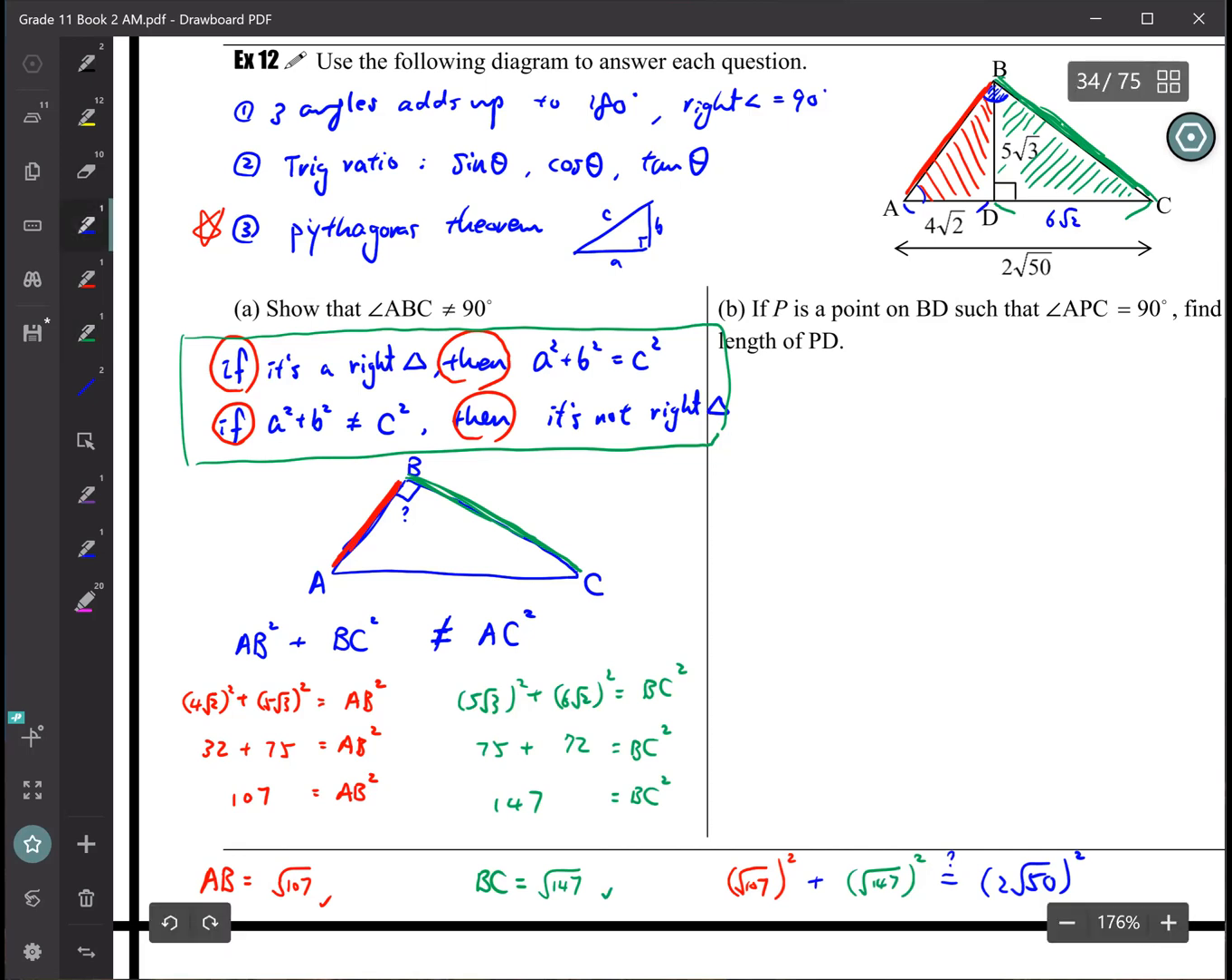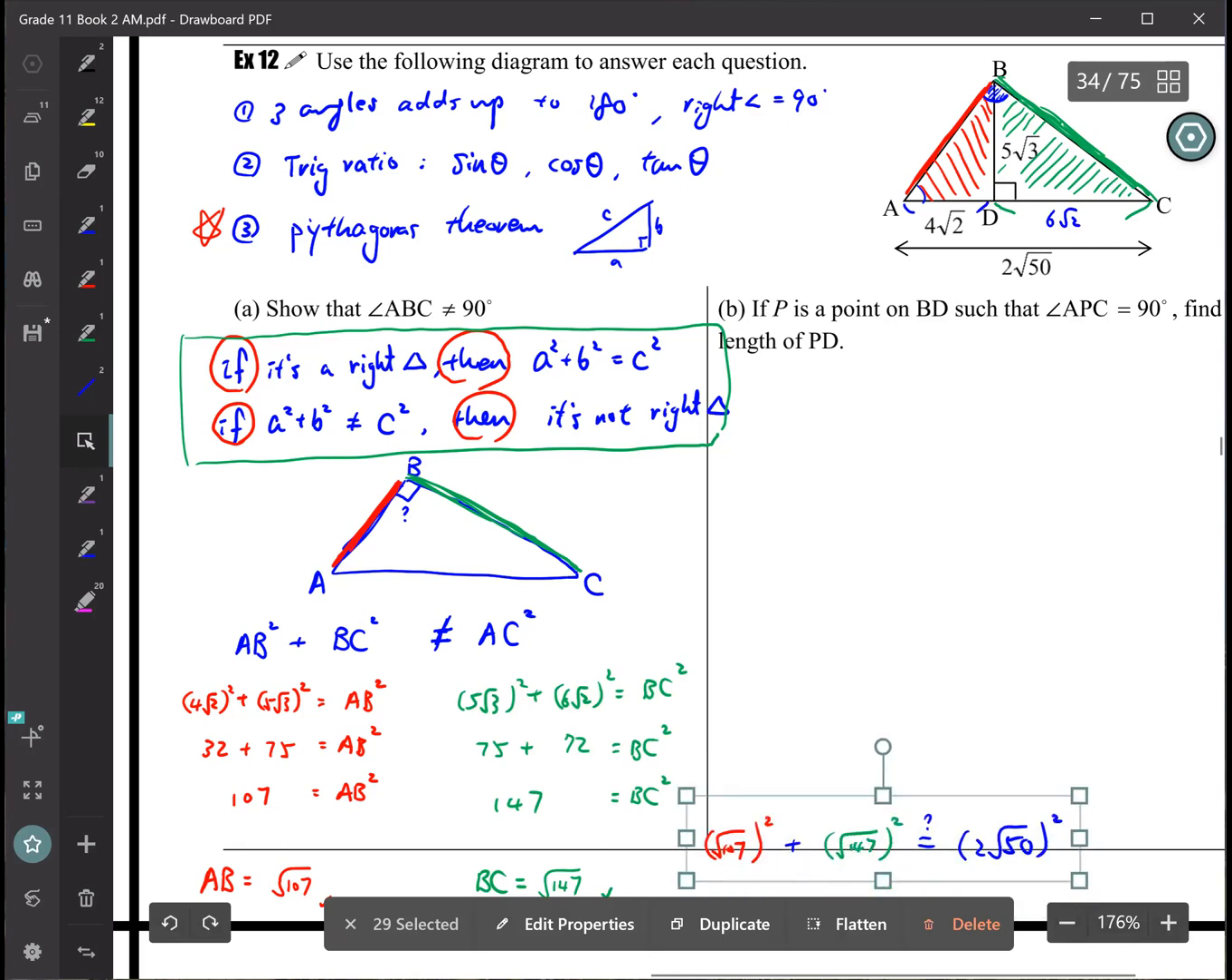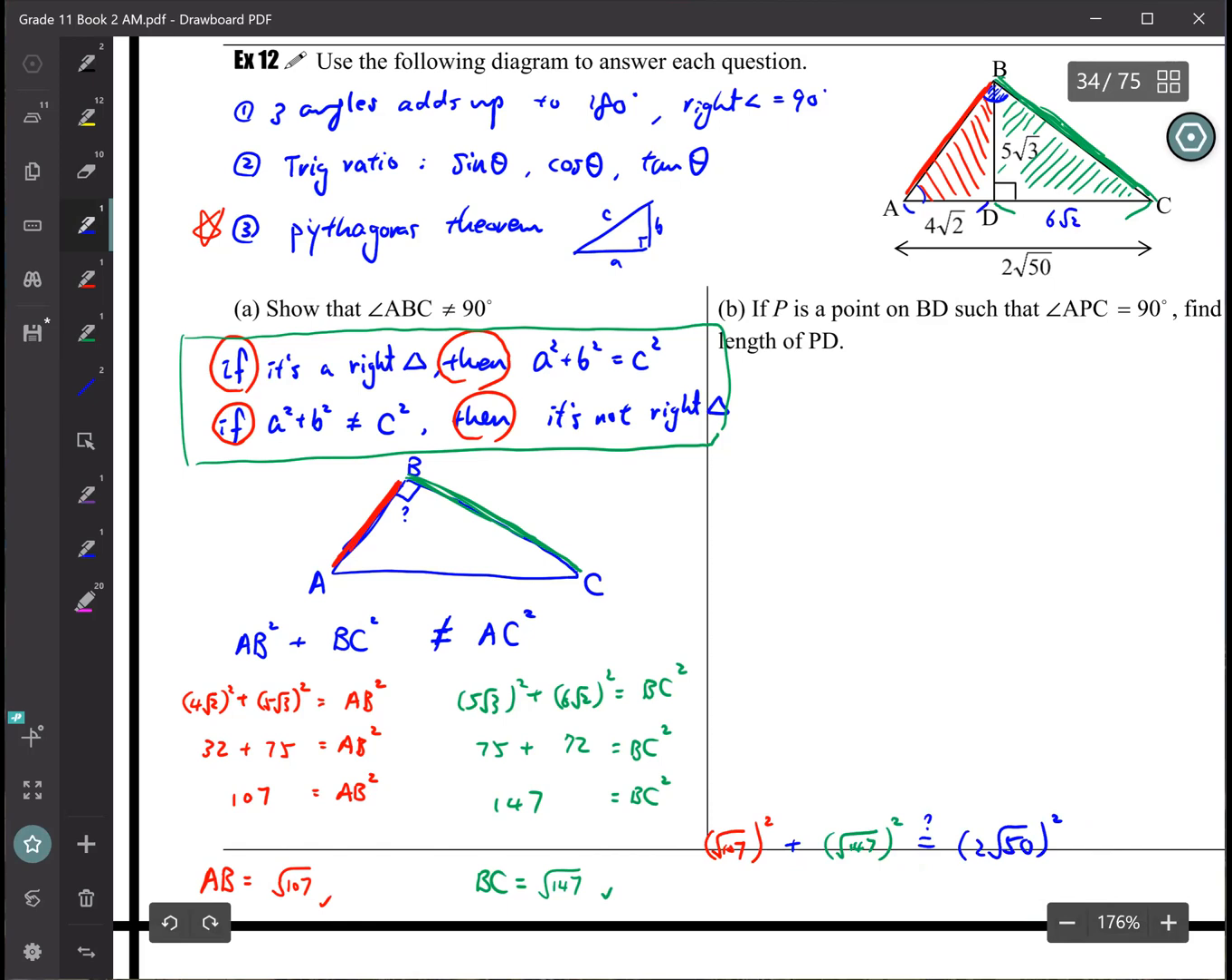Okay, so for the left side, let's move it up, okay. For the left side, we have 107 plus 147, right? Because square and square root, they canceled out. So that gives us 254, right? 254. Okay, what is the square of 2 root 50? Sarah? 200. It will be 200, yeah?